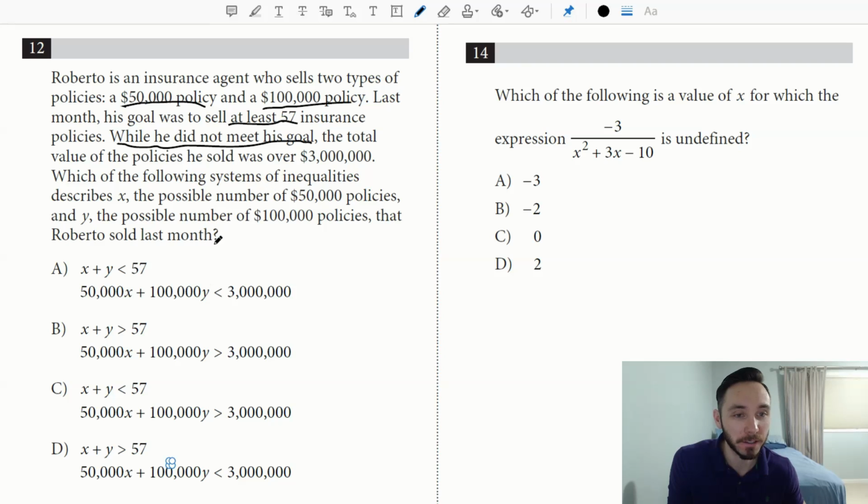Wow. Okay, so we have to find the ones that are less than 57. So this guy's out the door. Wow, that was so mean. This guy's out the door. We're already looking at just choices A and C. Can't get over this. Okay, whatever.